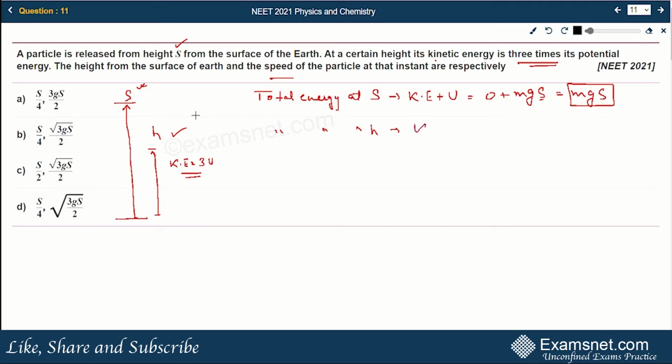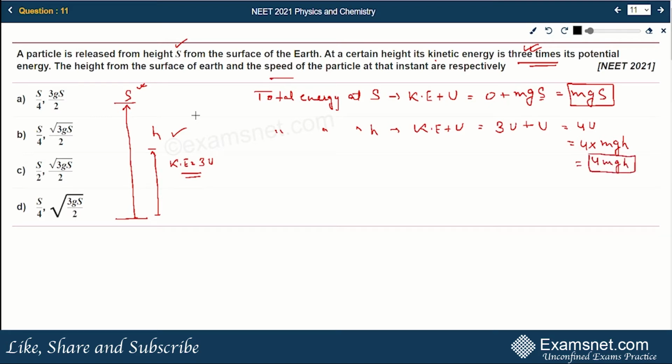Now if we find out the total energy at height h, then again it will be equal to kinetic energy plus potential energy. Okay, at this point kinetic energy is not 0, but it is given that it is 3 times its potential energy, so it is 3u. Okay, and the sum of 3u plus u will be 4u, that means 4 times the potential energy. What is the expression for potential energy at this point? mgh. Okay, because h is the height here, so it is equal to 4mgh, right?